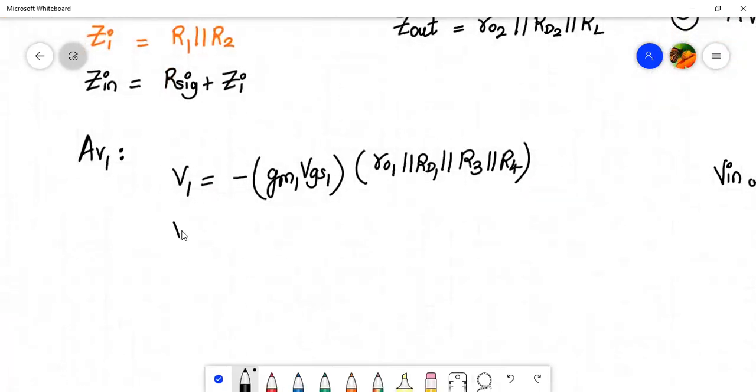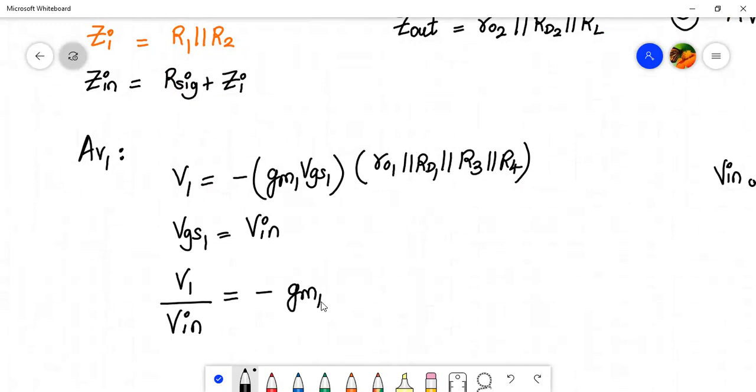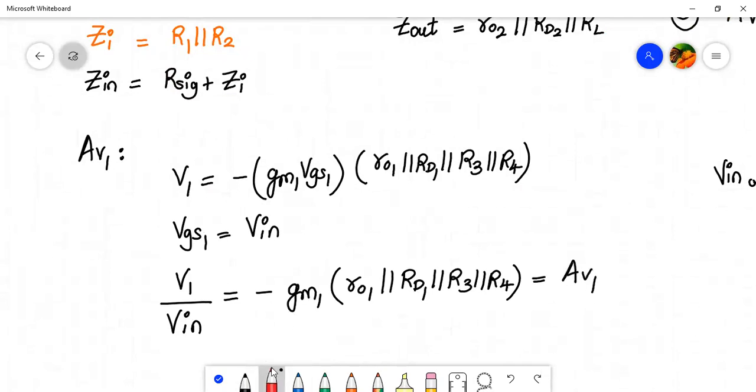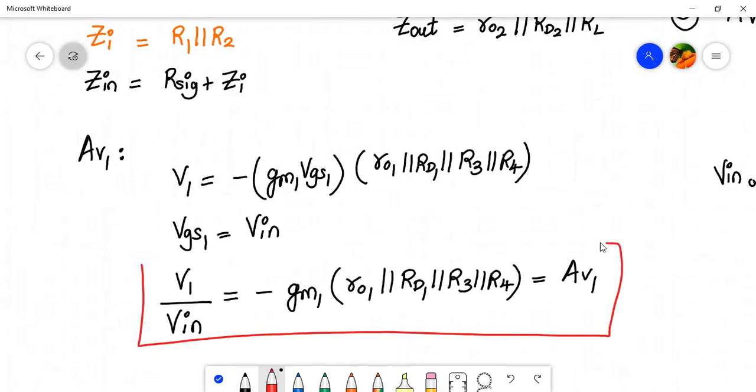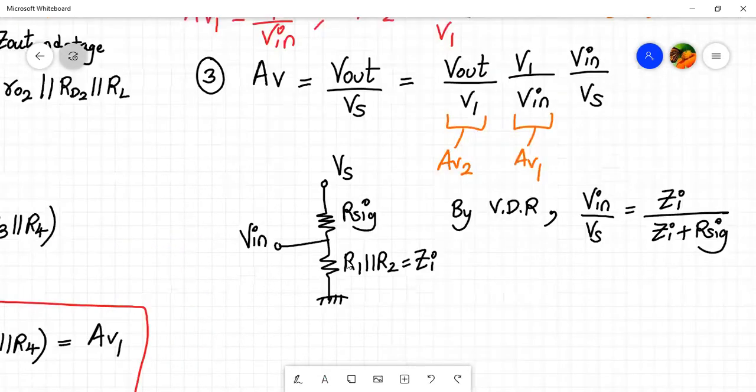And also your VGS1 is equal to V in, right? Now, if I divide V1 divided by V in, what will I get? Minus GM1 into RO1 parallel to RD1 parallel to R3 parallel to R4, right? So this equation signifies the voltage gain of the first stage. So this is my voltage gain of the first stage, right?